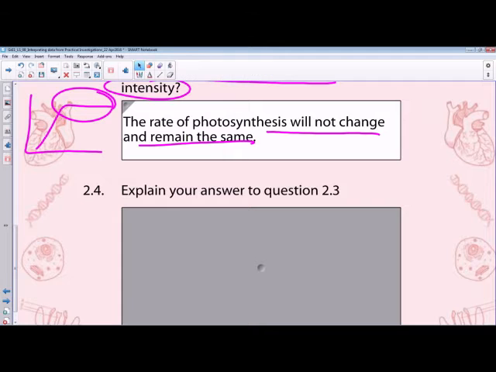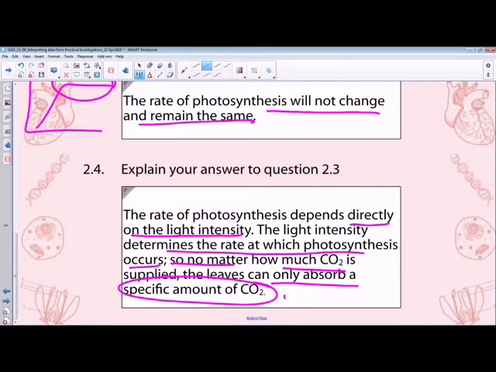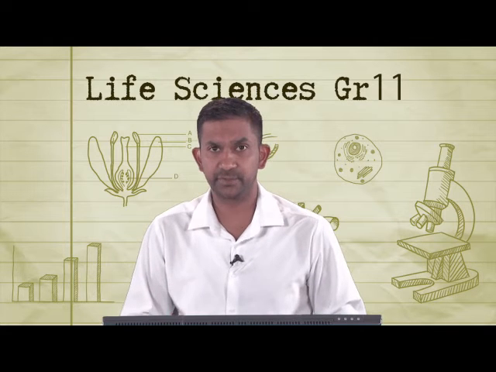Essentially that is the next question which we needed to explain in terms of the answer. So explaining your answer would be: the rate of photosynthesis depends directly on light intensity. The light intensity determines the rate at which photosynthesis occurs. So no matter how much carbon dioxide is supplied, the leaves can only absorb a specific amount of carbon dioxide, and hence the rate of photosynthesis would be a maximum up to a specific point.